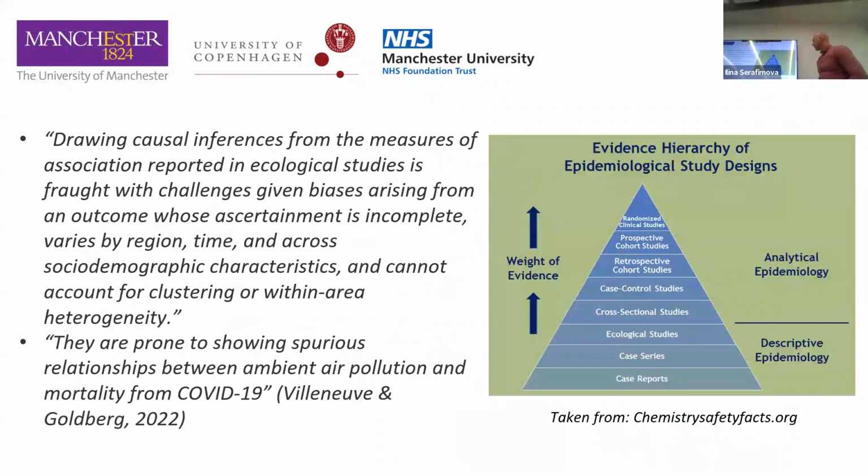We need cohort studies. So the ecological studies come at the bottom, which are more simple studies, and we need individual level studies to verify these findings. As I said, there was a lack of individual level studies at the time we decided to begin this. And there are obviously negatives to using ecological level studies. They show spurious relationships, and there's a lot of bias that we need to account for. They're a good starting point, as I said.